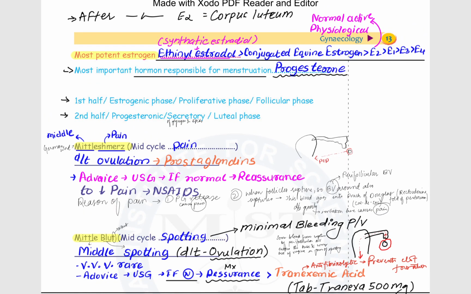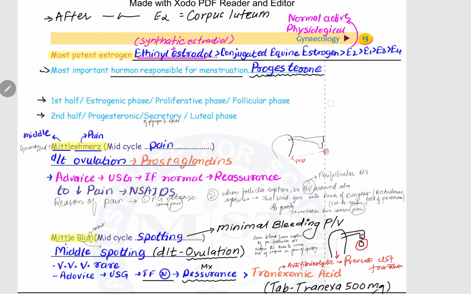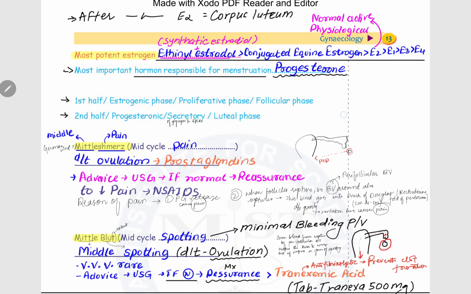Okay. Now the most potent estrogen is ethinyl estradiol, which is a synthetic estradiol. Then we have conjugated equine estrogen. Equine is horse estrogen. Then we have E2, E1, E3, E4, and E3 is greater than E4 in pregnancy. It is a marker of fetal well-being. The most important hormone responsible for menstruation is progesterone, because fall of progesterone only leads to menstruation.